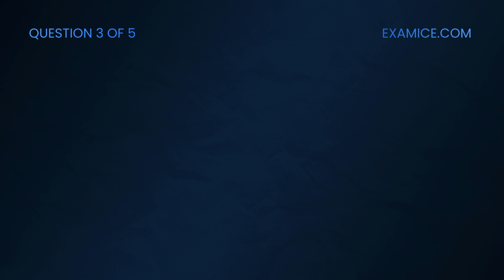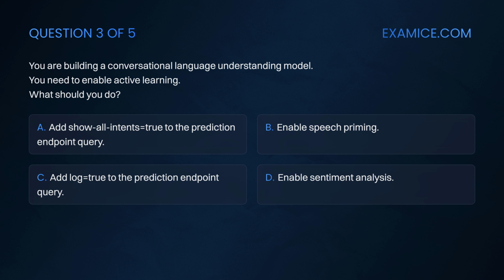Question 3. You are building a conversational language understanding model. You need to enable active learning. What should you do? Option A, add show all intents equals true to the prediction endpoint query.